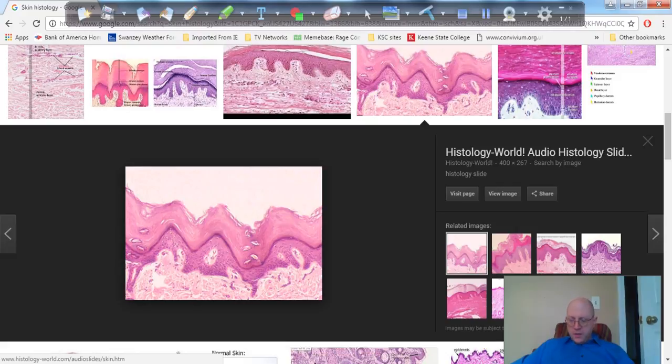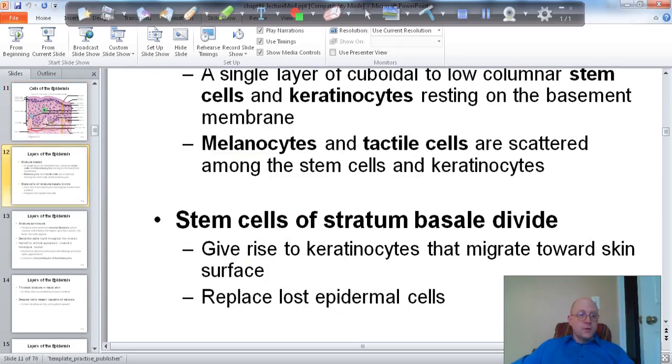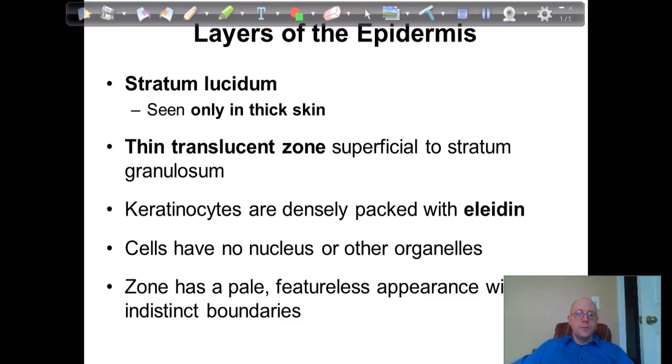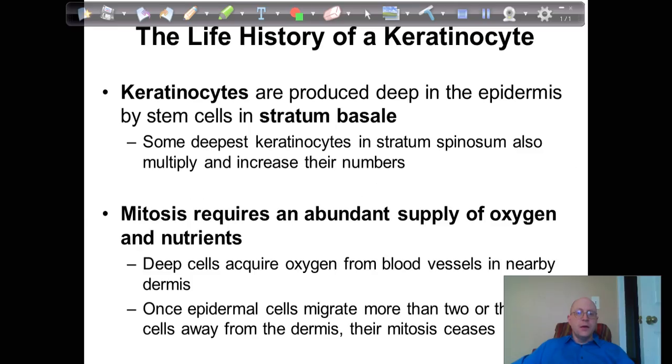Okay, so let's see. It's important, I feel, for you to know what a keratinocyte does in order to get from this layer all the way to the top. So, keratinocyte's life cycle goes like this. Slide. Basale, dendritic, granulosum, corneum. All right, here we go.